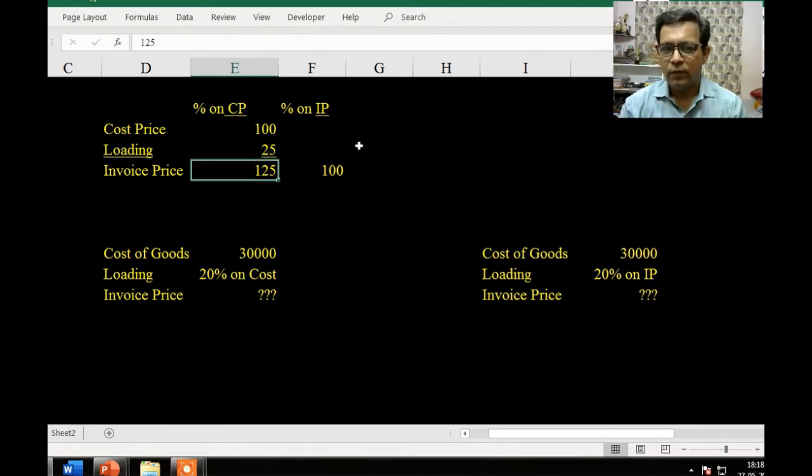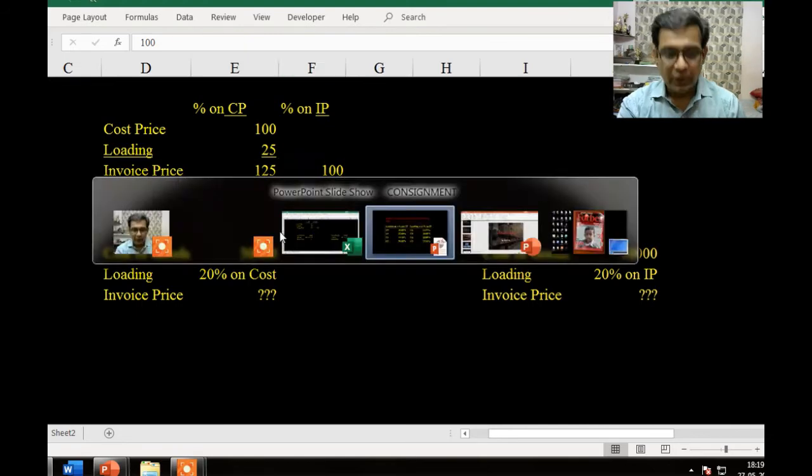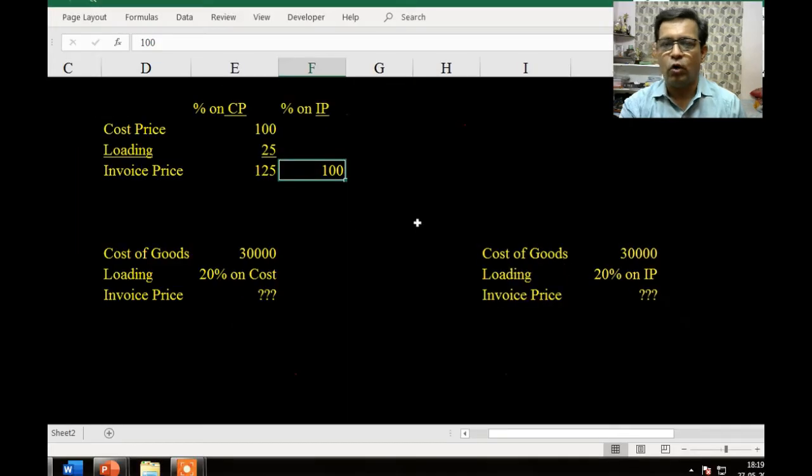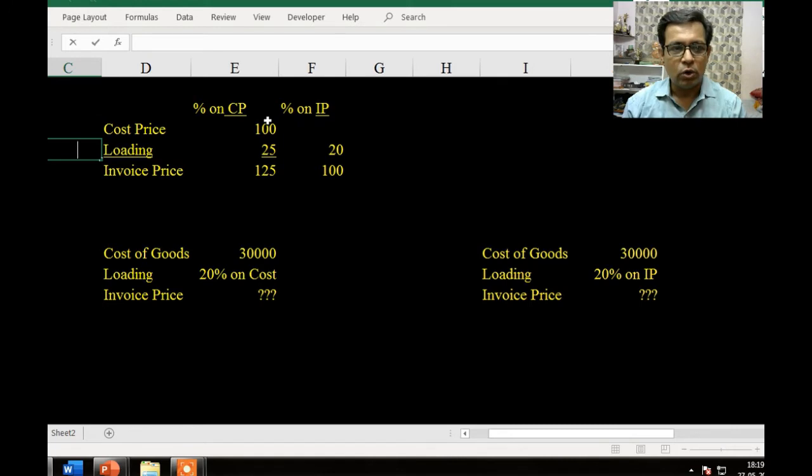The job's done. Which means my loading is either 1 by 4 of cost or 1 by 5 of invoice. But now 25% of cost is actually equal to 20% on invoice. If they say it is 20% on invoice, what do I do? I will take my loading as 20. But understand very carefully. Here we are adding loading, and now what we are required to do is a reverse calculation. We are going up from the bottom. So 100 minus 20, 80.